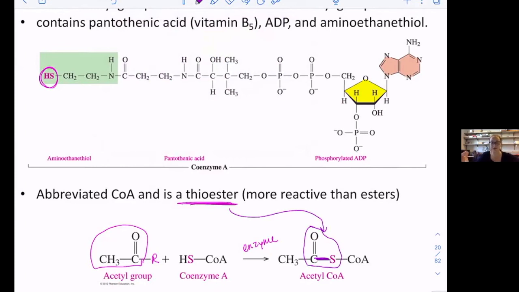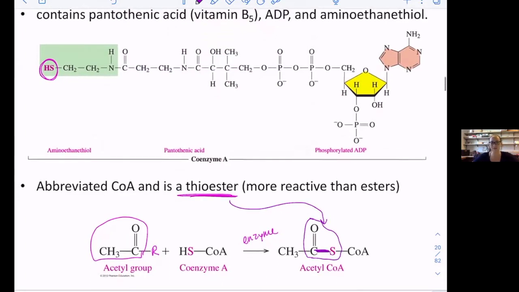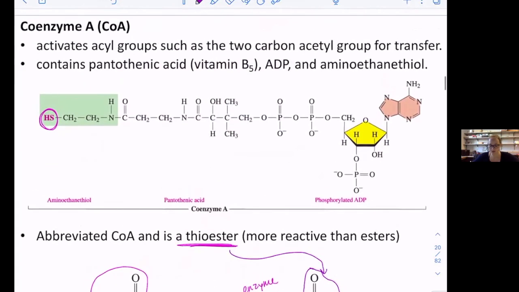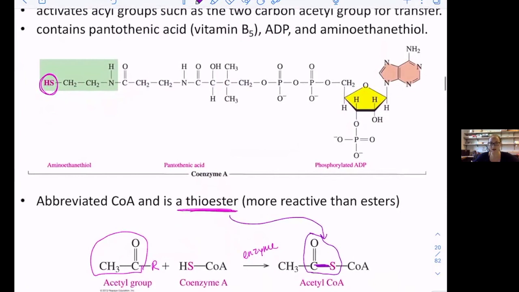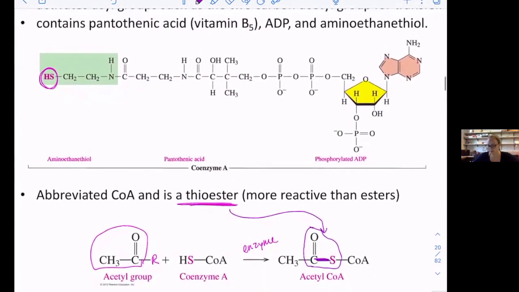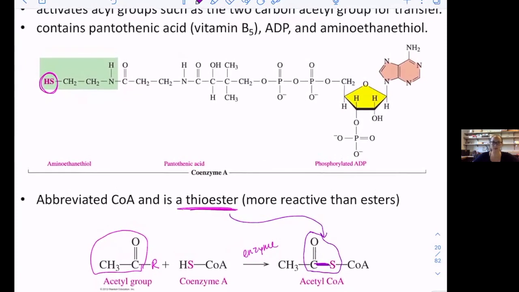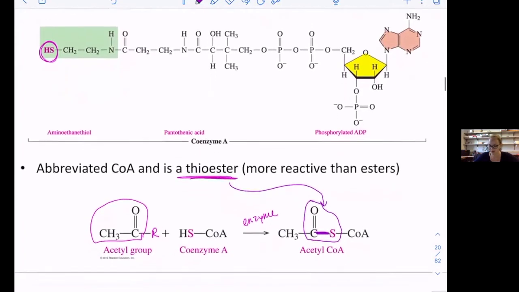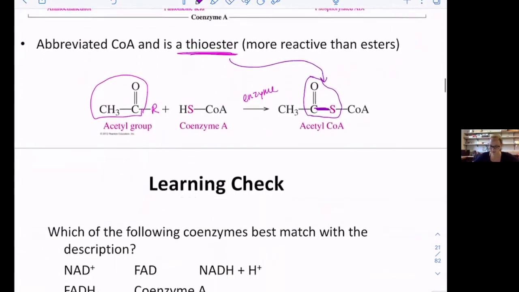So it's a transfer reagent. It adds on, and then it can react again easily and transfer that back to something else. So you'll see this one a little bit later and see why it's important in our citric acid cycle. It seems kind of weird at the moment, but it is an important reaction. But overall, remember that it is going to catalyze our acyl transfers.